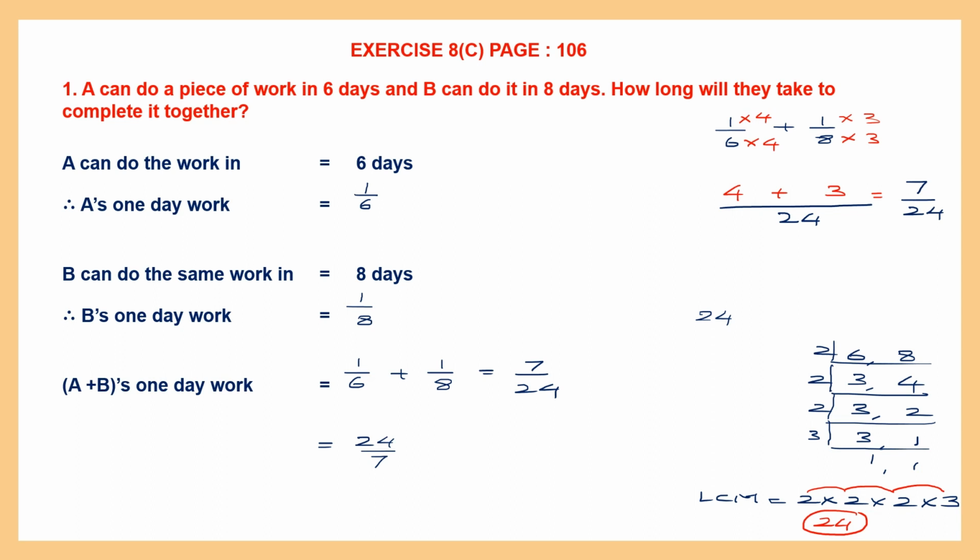So 24 divided by 7, 7 3s are 21, minus 4 minus 1 is 3. So we have our mixed fraction, that is 3, 3 by 7. So the number of days, how long will they take? They're going to take 3, 3 by 7 days. So this is our answer.